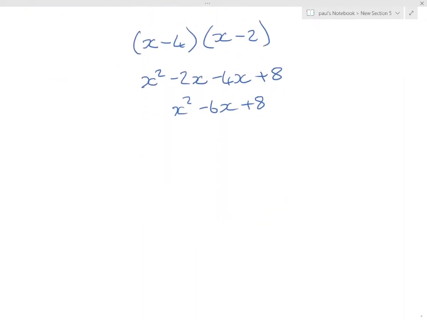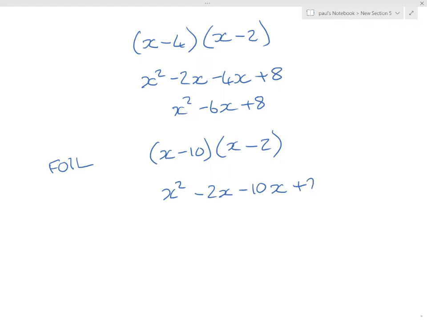Let's do another one, shall we? x minus 10. And you can never do enough of these, yeah? Minus 2. Once you get the hang of going backwards and forwards, you can double check your answers, but we'll do that later on. So again, don't forget it's FOIL. So x squared minus 2x minus 10x plus 20, minus 12x plus 20 and x squared. They're very easy once you get the hang of what's going on, yeah?